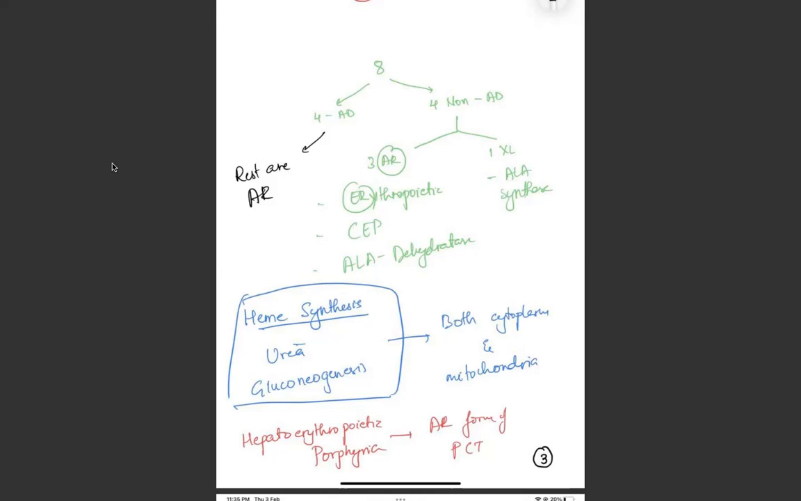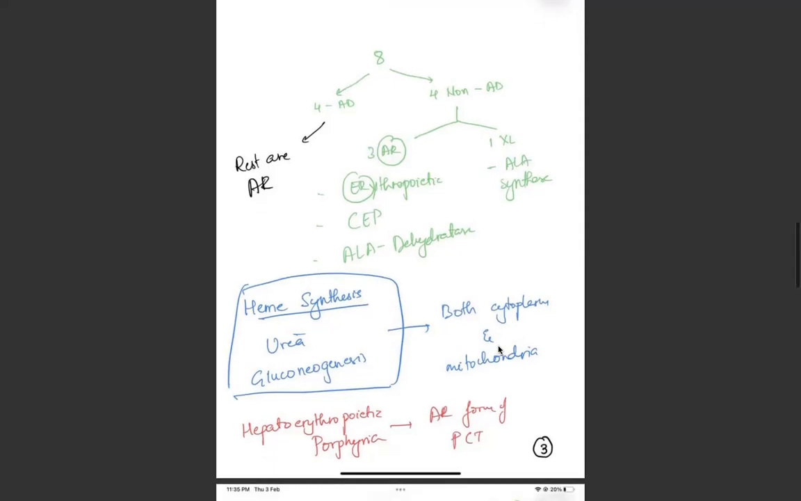Among all the reactions which we come across in biochemistry, there are mainly 3 reactions which take place in both cytoplasm and mitochondria. One of the 3 is the heme pathway, and the other 2 are the urea cycle and gluconeogenesis. In the heme pathway, the first step, that is the rate limiting step, occurs in mitochondria, and the last 3 steps also occur in mitochondria. Apart from this, all the other steps take place in cytoplasm.